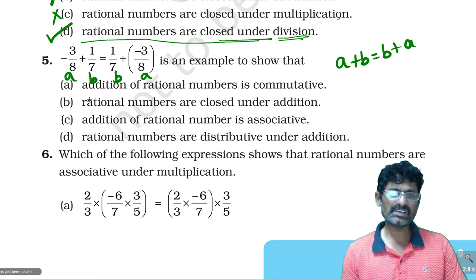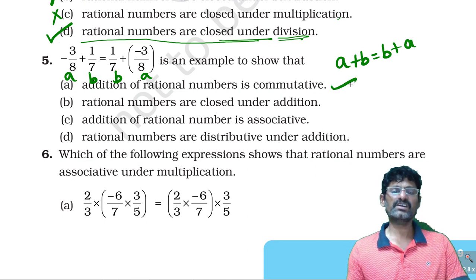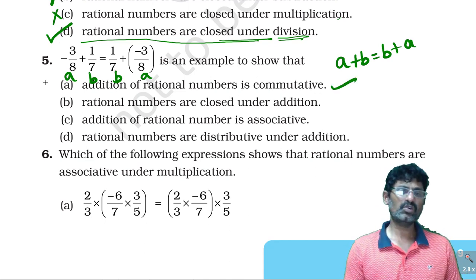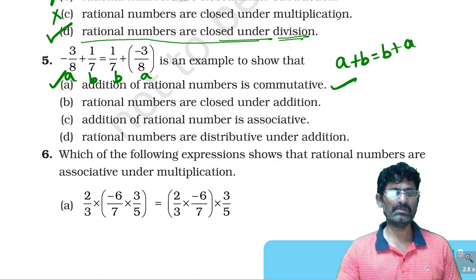So let us see which one is the correct option. Addition of rational numbers is commutative. Yes, this is the correct one. Right, so option A is correct in this case. Now let us move on to the sixth problem.